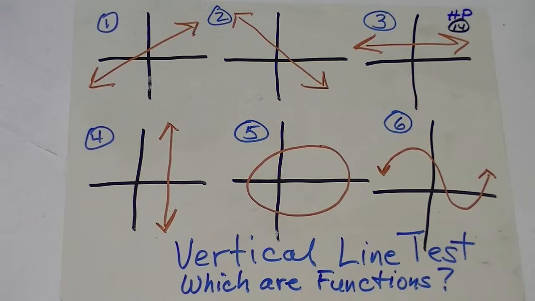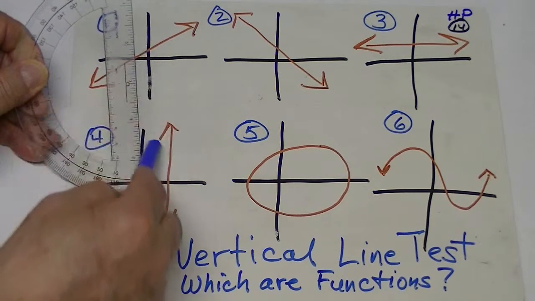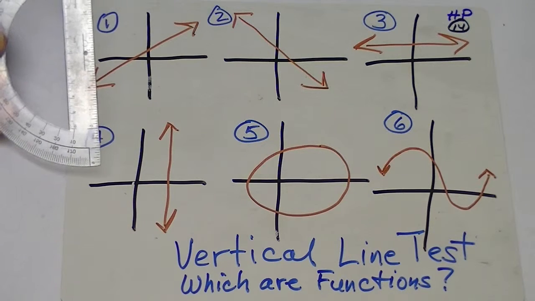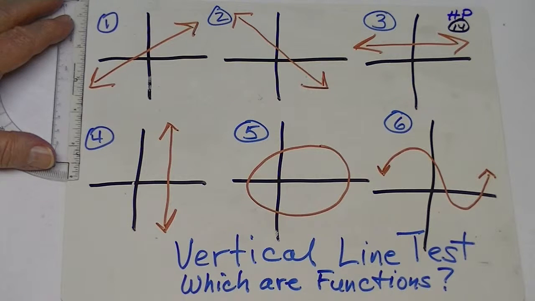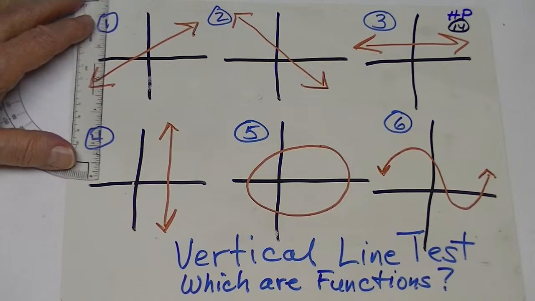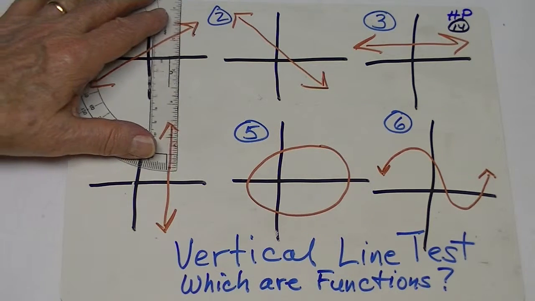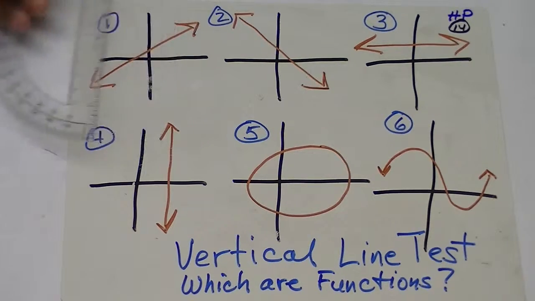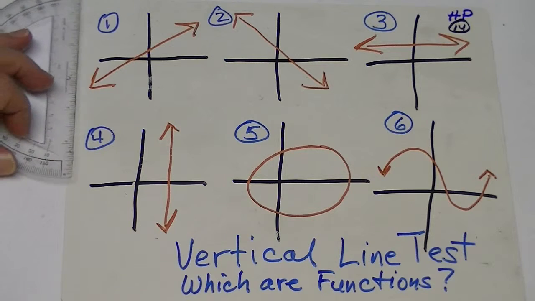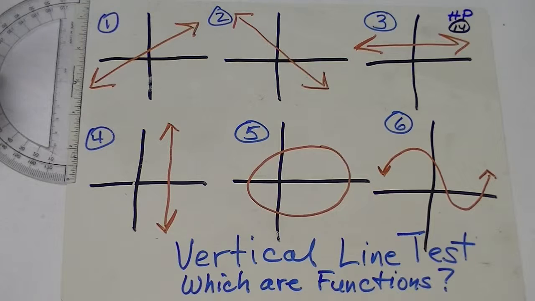So what is that? And I think the best I could do is imagine the edge of this protractor is the vertical line. So we set it up along the edge of our diagram, and we're going to pass this vertical line over the face of our graph. And the question is, does this vertical line intersect the graph in more than one place?